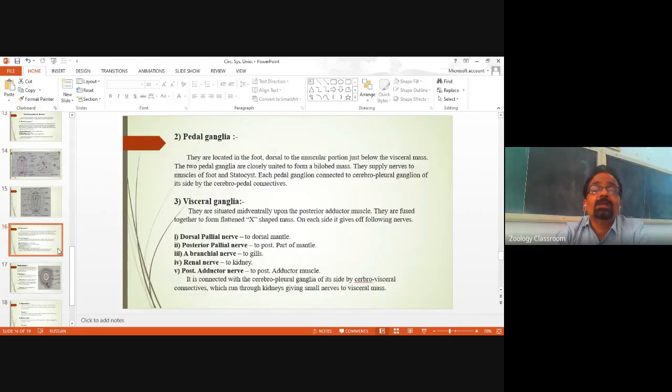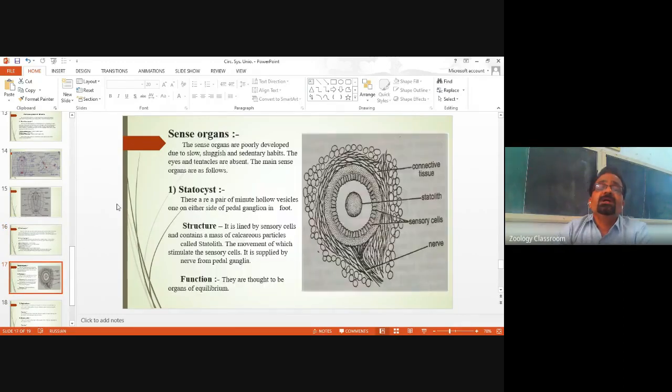Okay. Now, regarding the sense organs. Sense organs are also poorly developed because of the sluggish and sedentary habit. The eyes and tentacles are absent. This is a very important point that you should remember, that tentacles and eyes are totally absent in this animal. So what sense organs are there that we are going to study?